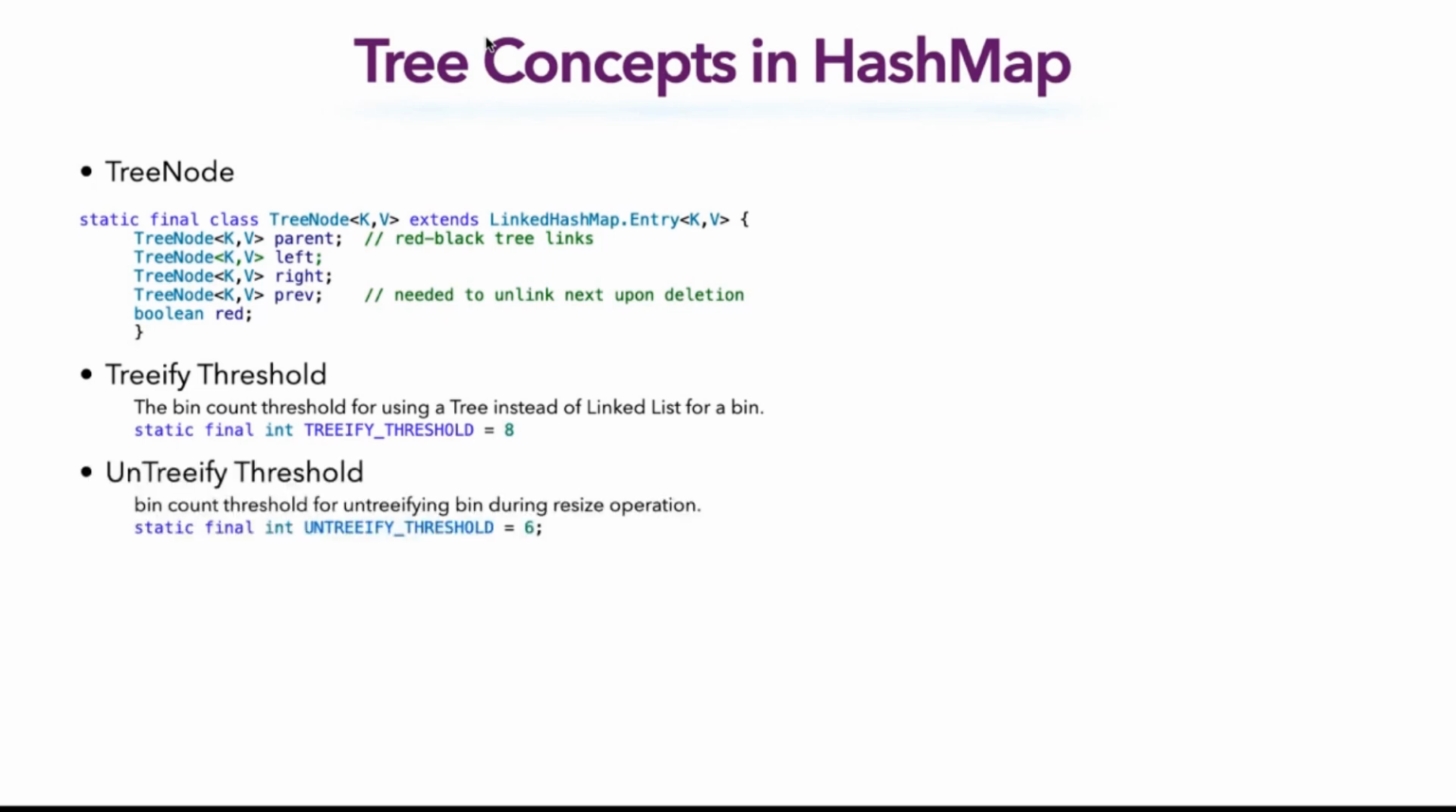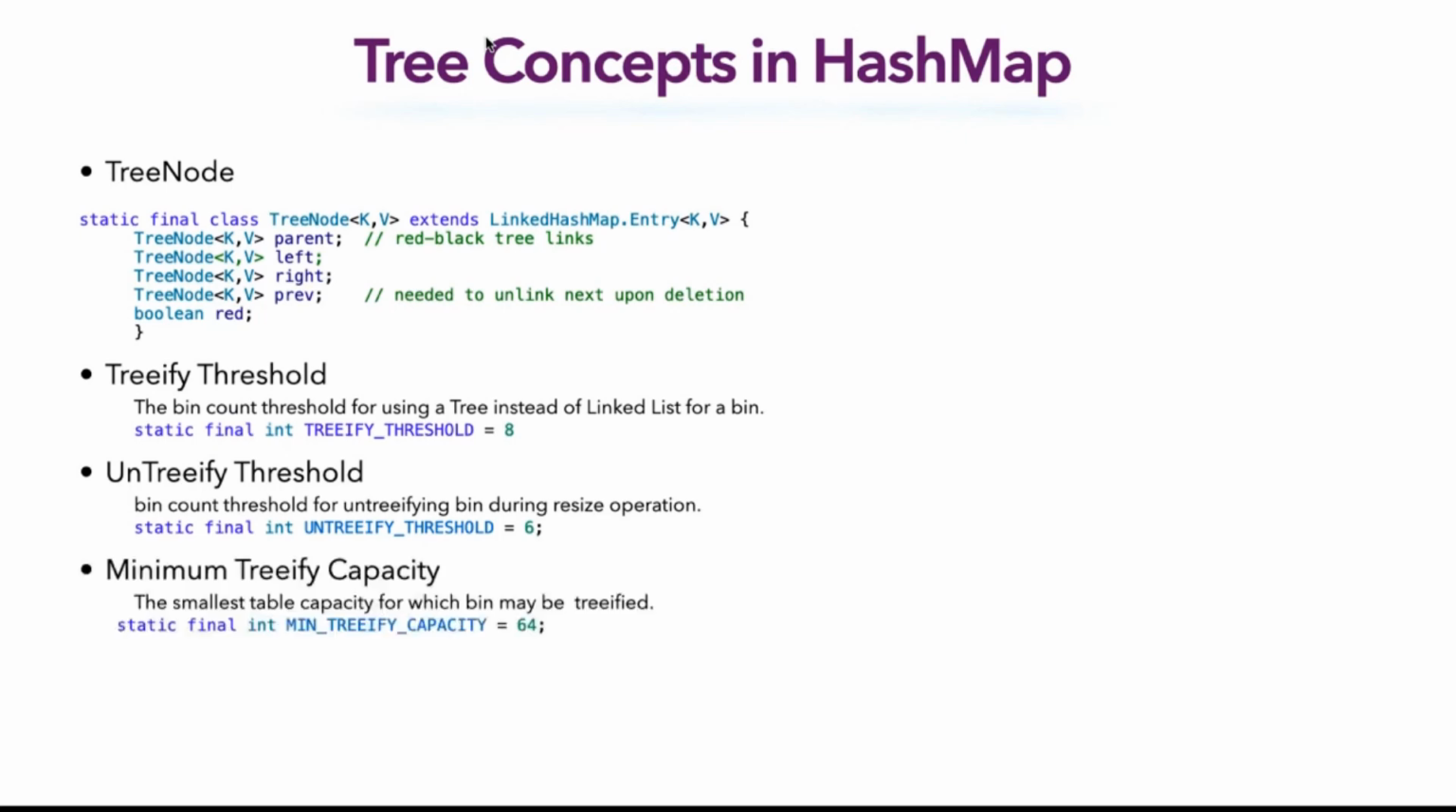UNTREEIFY_THRESHOLD is quite similar to TREEIFY_THRESHOLD. In this case, a bin can be converted from a tree back to a linked list. It is the bin count threshold for untreeifying a bin during a resize operation; it should be less than 8 and at most 6, in case of removal or something. So let's say the shrinkage has happened and it keeps on reducing. It needs to check if the count is at most 6, then it can convert to a linked list.